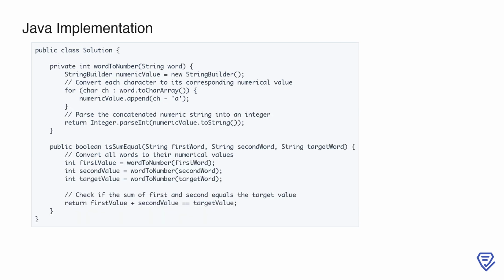This is the Java implementation of LeetCode problem number 1880, check if word equals summation of two words. The logic mirrors the provided Python solution, converting words to their numerical values by interpreting each character as its alphabetical index, A equals 0, B equals 1, Z equals 25. The solution then checks whether the sum of the first and second word's numerical values equals the target word's numerical value. Key differences in Java include explicit type declarations, the use of a StringBuilder for performance while building numerical strings, and Java-style class structure.